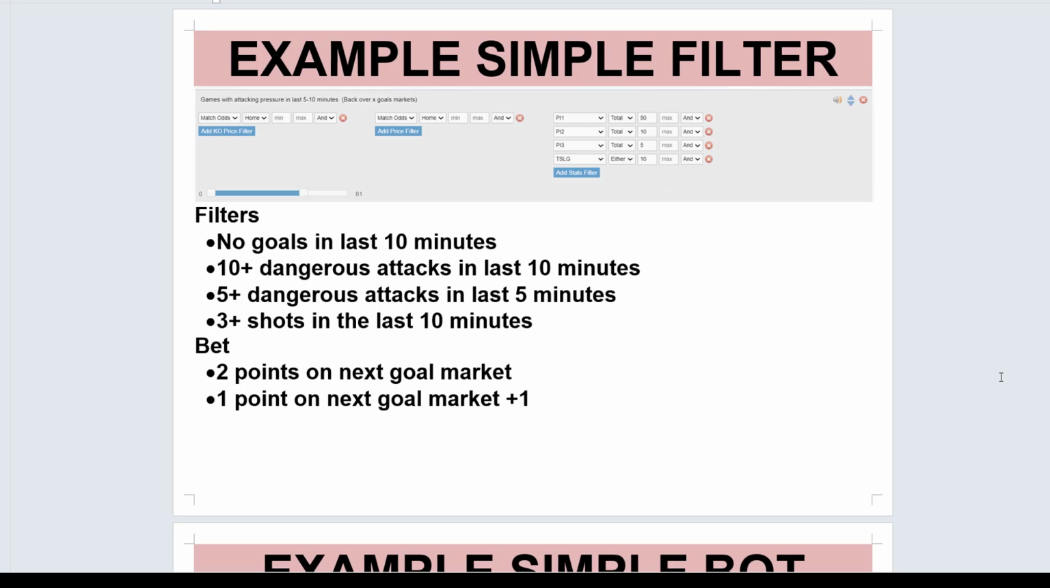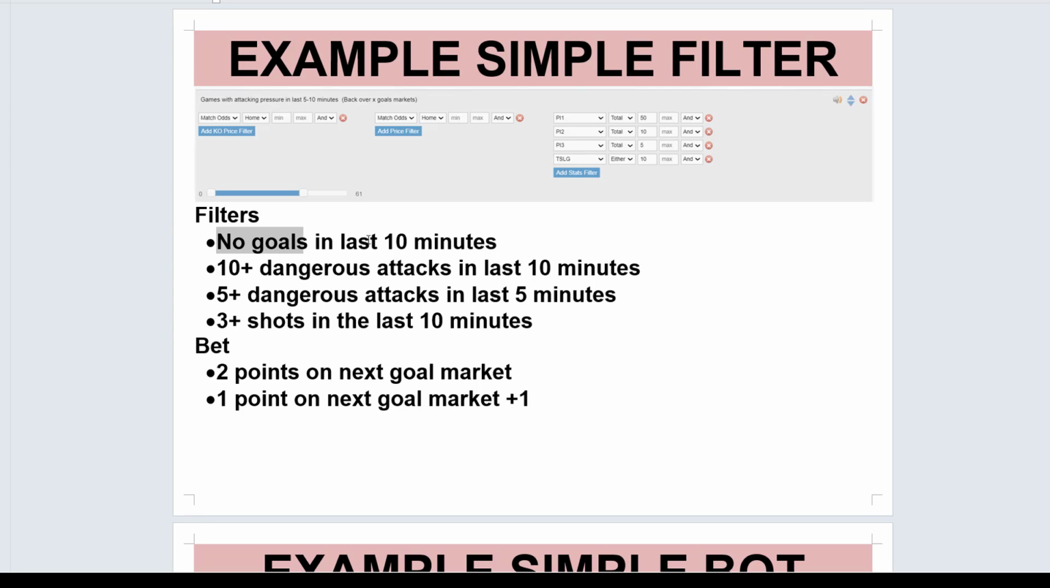I'm very interested in their pressure indexes. So here's a very simple example filter. Here I've just set it to pressure index 1 50 or more, pressure index 2 10 or more, pressure index 3 5 or more, and TSLG, time since last goal scored, 10 or more.